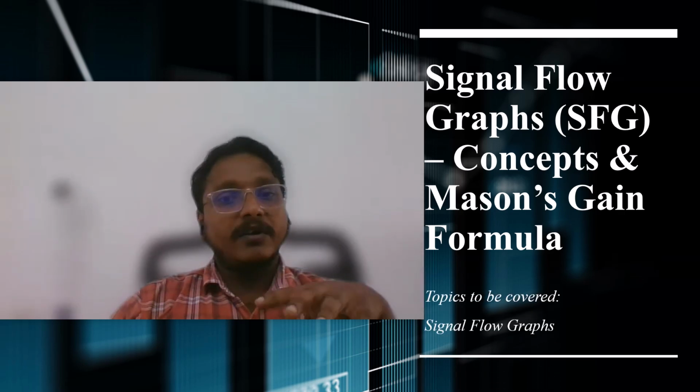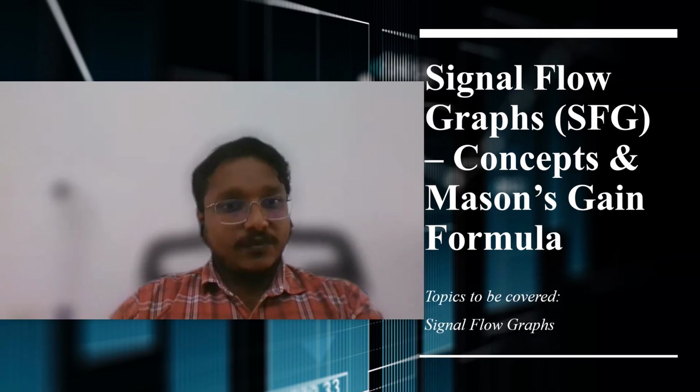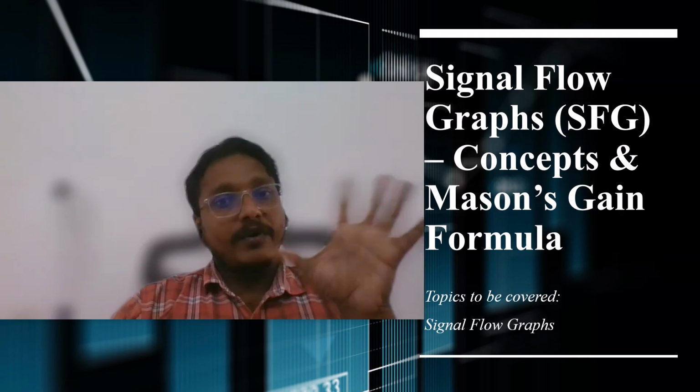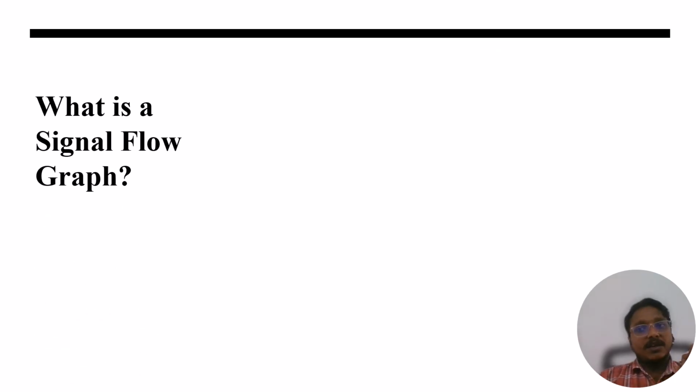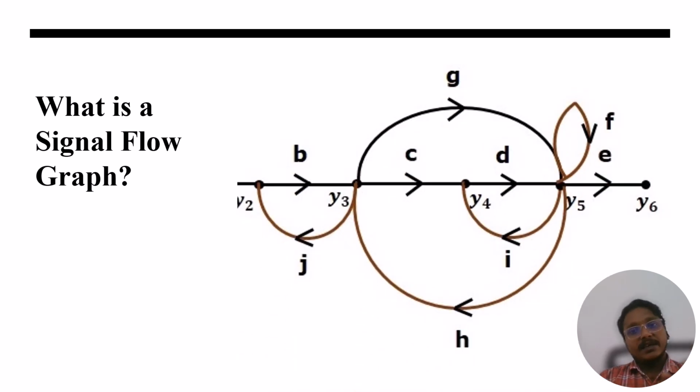Okay, the topic to be covered in this video is signal flow graphs, and in the continuation, how it is reduced according to Mason's gain formula. So what does a signal flow graph mean? If you see here, this is the representation of a signal flow graph. Here B, C, D, E, we can take them as blocks also.